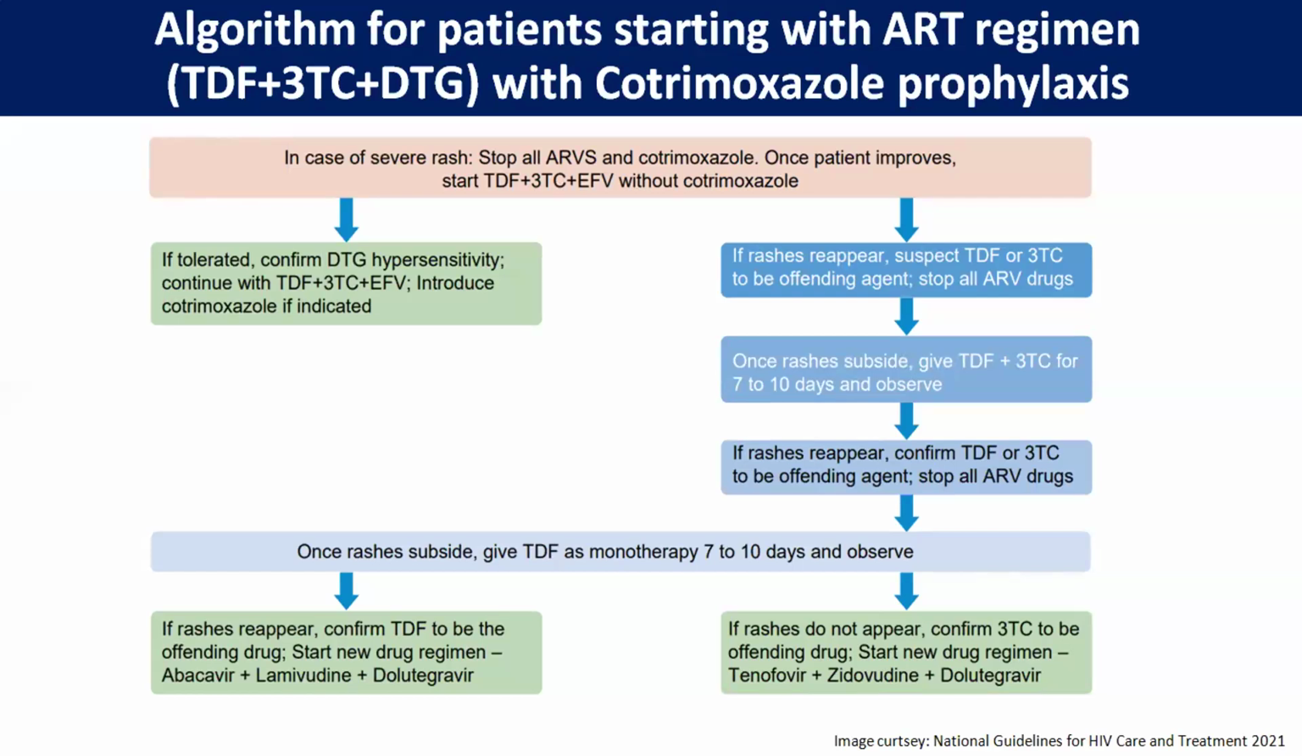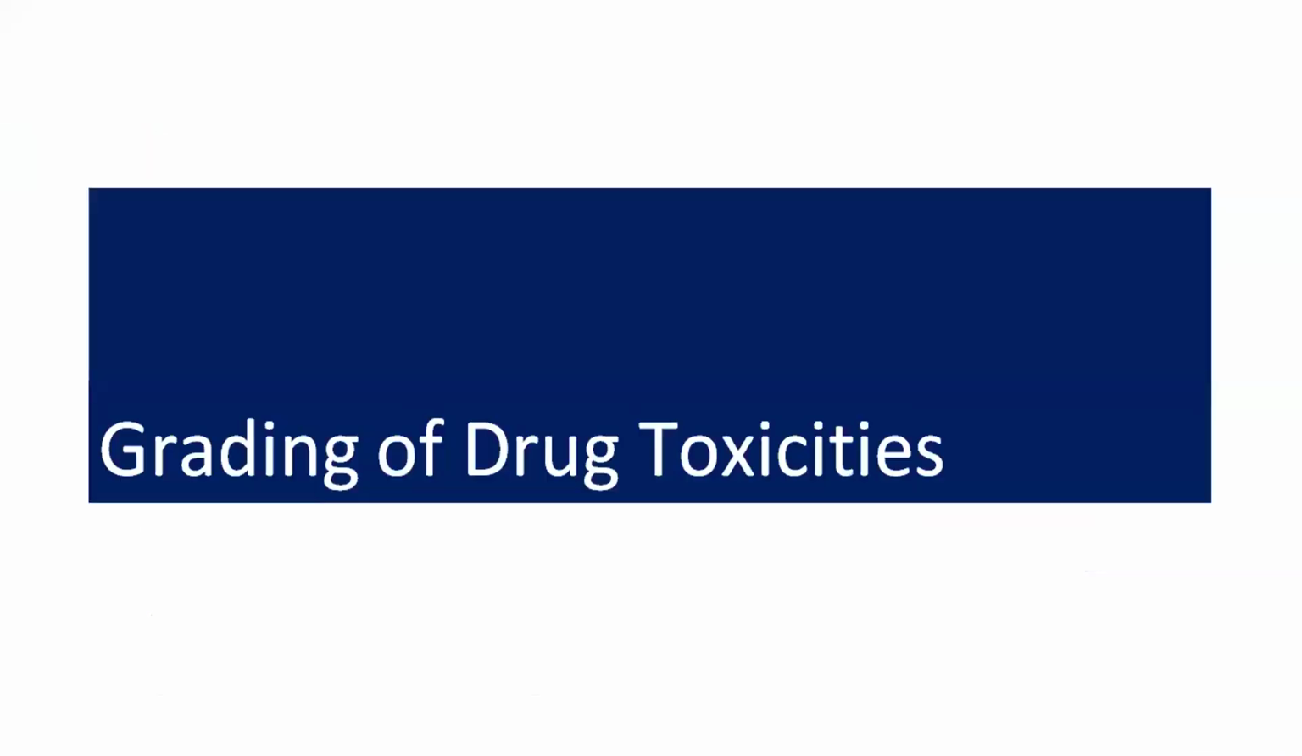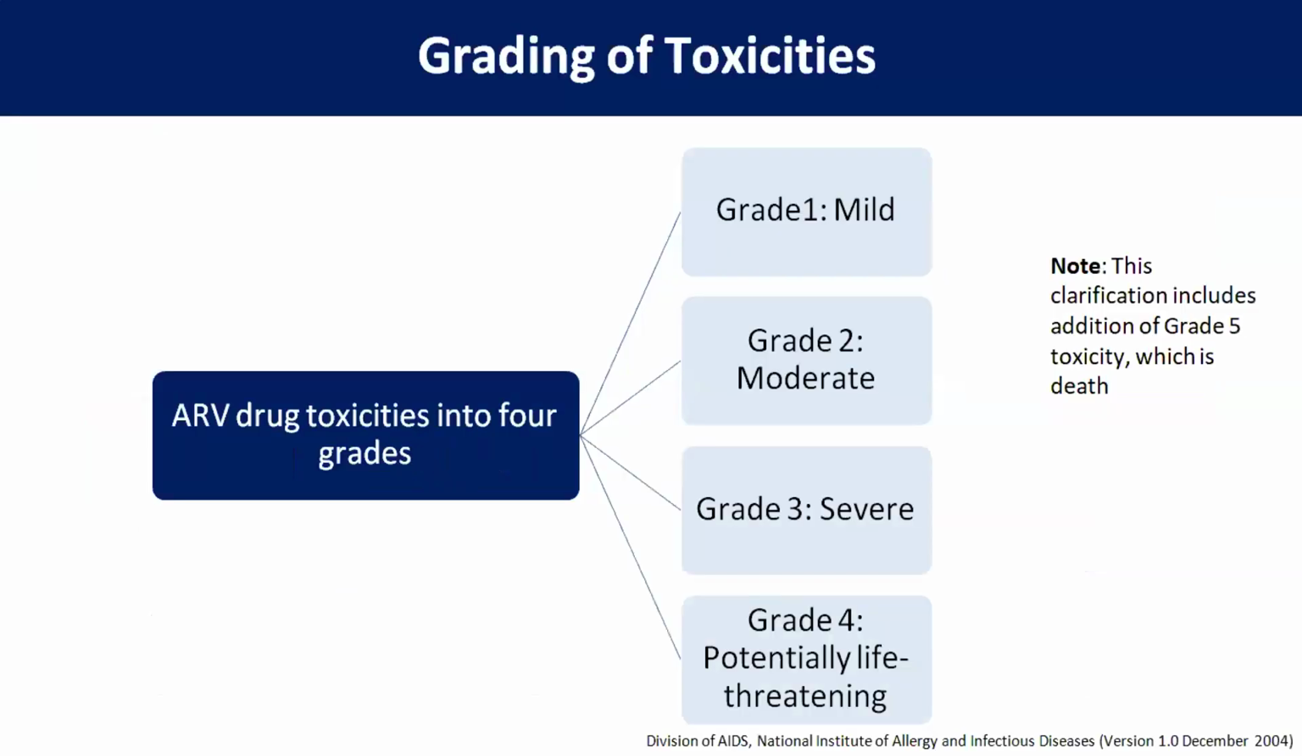So you can build up your regimen according to the identification of the offending drug. If 3TC is the offending agent, you can make the regimen with TDF plus abacavir or AZT with dolutegravir. Or if dolutegravir is the offending agent, you can start with ATV/r in place of dolutegravir. Now we have to make the grading of the drug toxicity. I have already mentioned 4 grades: mild, moderate, severe, and very severe. And there is a grade 5, that is death.